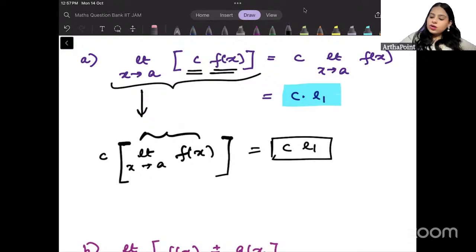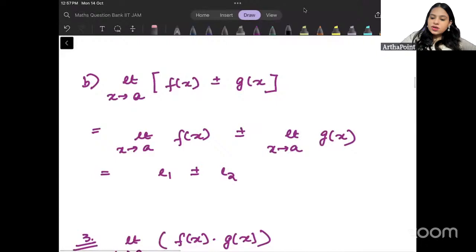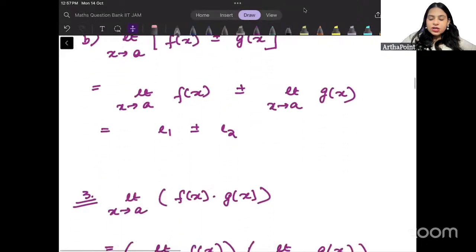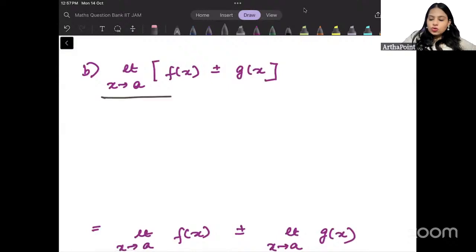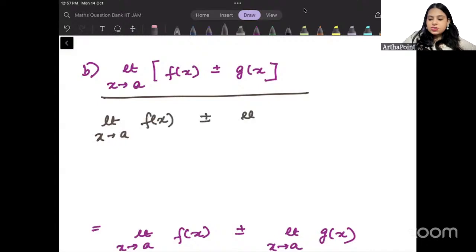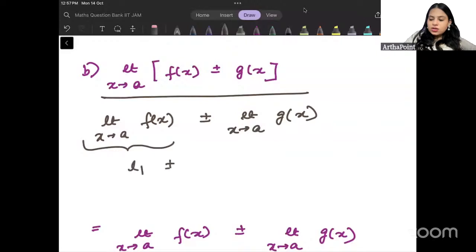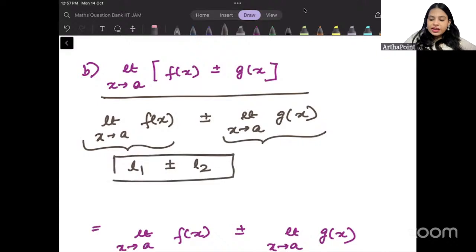Similarly, if we come to the next one, you have addition or subtraction of two functions. You can just open this up and have limit x tends to a of the first function plus or minus limit x tends to a of the second function, right? And this value is known to us as L1 and this value is known to us as L2. So you will simply get L1 plus or minus L2.